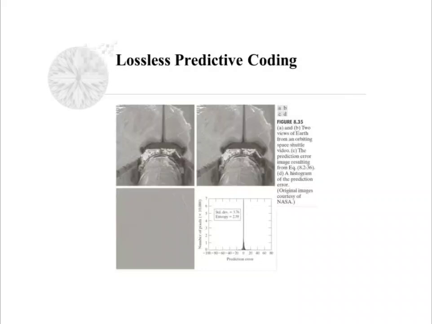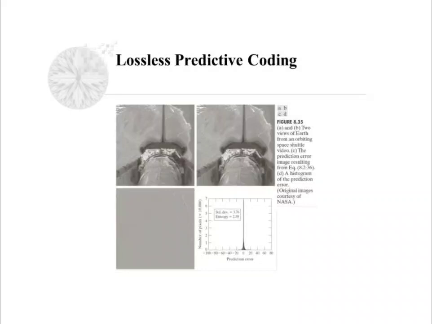In general, the maximum compression of the predictive coding approach can be estimated by dividing the average number of bits used to represent each pixel in the original image by an estimate of the entropy of the prediction error. In this example, any variable length coding procedure can be used to code e of x, y, but the resulting compression will be limited to about 8 over 3.99, or 2:1.